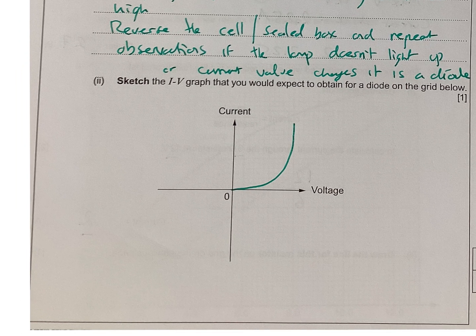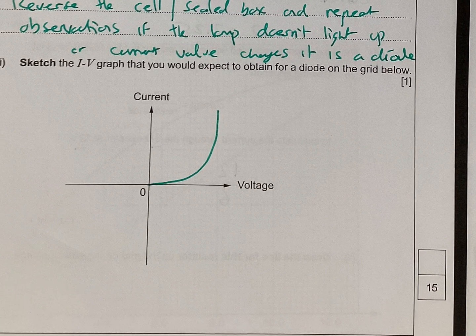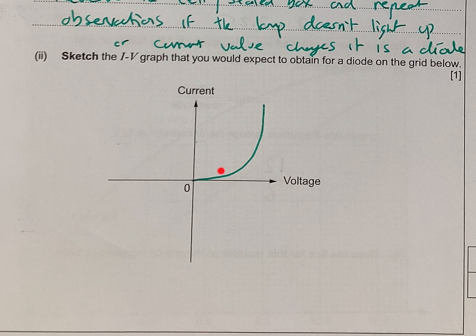And then that's what the shape of the graph's going to look like. So it won't allow much current at first, but then as the voltage goes up, it's going to allow a lot of current. And to me, that looks like the shape of a D. Okay? If you put a little, in fact, I'll do it there. Got the shape of a D now.